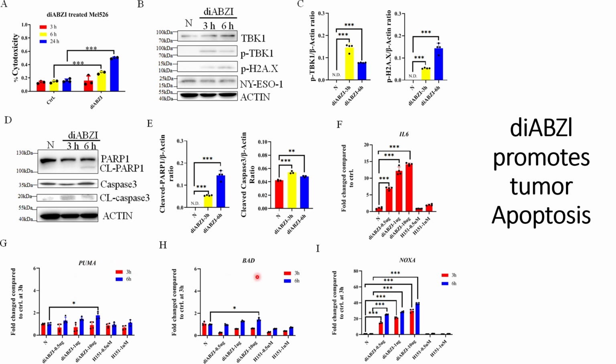Other pro-apoptotic factors such as PUMA and BAD, which will compensate the anti-apoptotic factors, are also shown to be increased at 6 hours, whereas this increase is not significant at 3 hours, indicating that with increase in time the pro-apoptotic factors increase. That is shown here for PUMA, BAD, and also for NOXA. For NOXA, we can see that with increase in the DiaBZl concentrations, there is an increase in the NOXA formation. However, for the H1N1, they do not see any increase in NOXA formation. Now you can consider this as a control. So all this indicates that DiaBZl has a specific role in promoting tumor apoptosis.